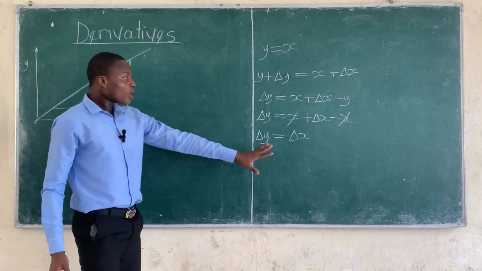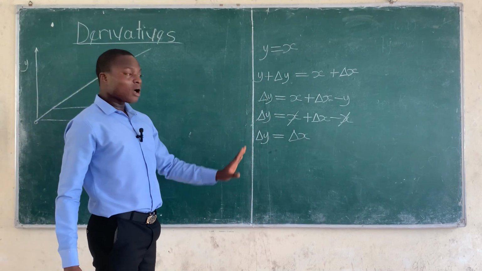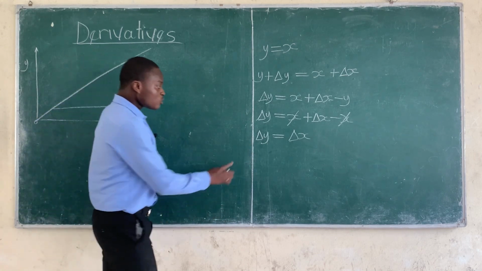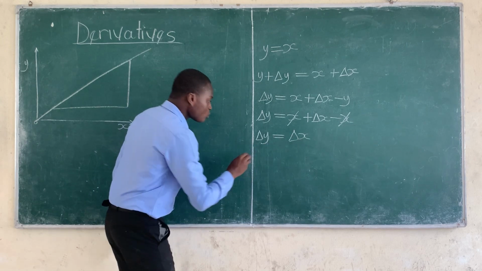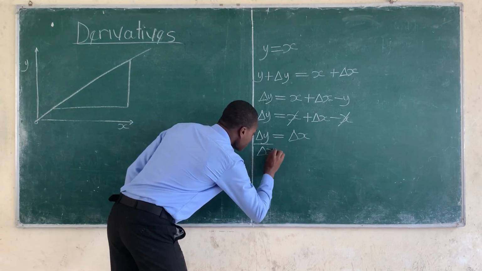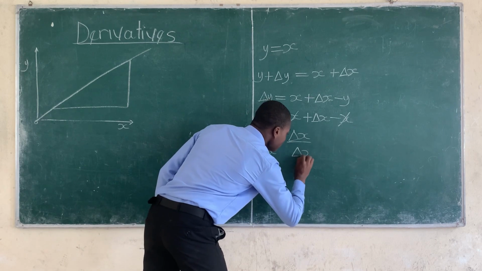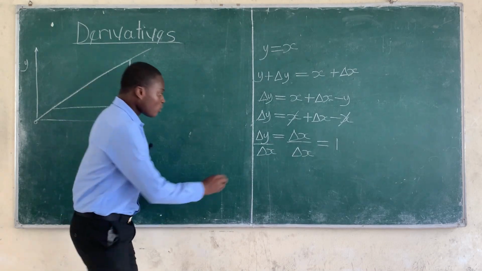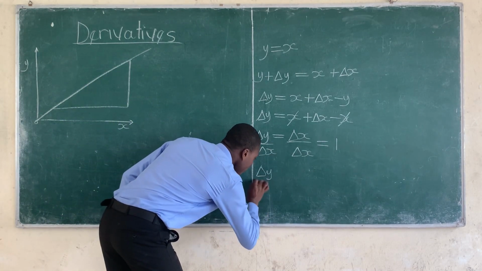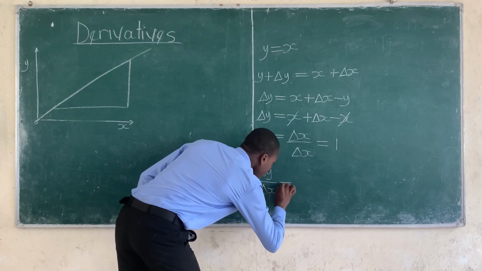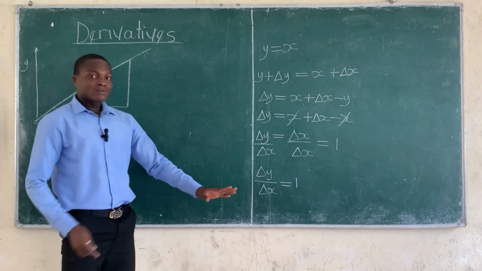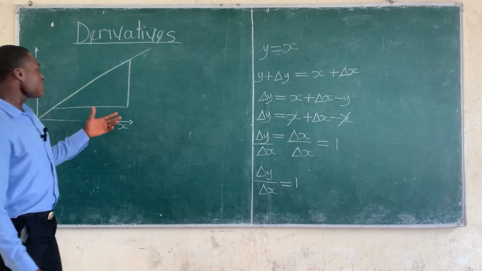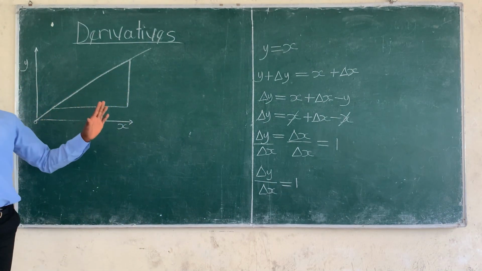But don't forget, what we are looking for is the slope, and we said the slope is the increase in y divided by the increase in x. So let's divide both sides by the increase in x, so that we have increase in x here, and this is also increase in x, and this will be equal to 1. So what we have here is the increase in y over the increase in x equals 1. So we have seen that using the algebraic method, we also have 1 for the slope. And using the graphical method, we also have 1.